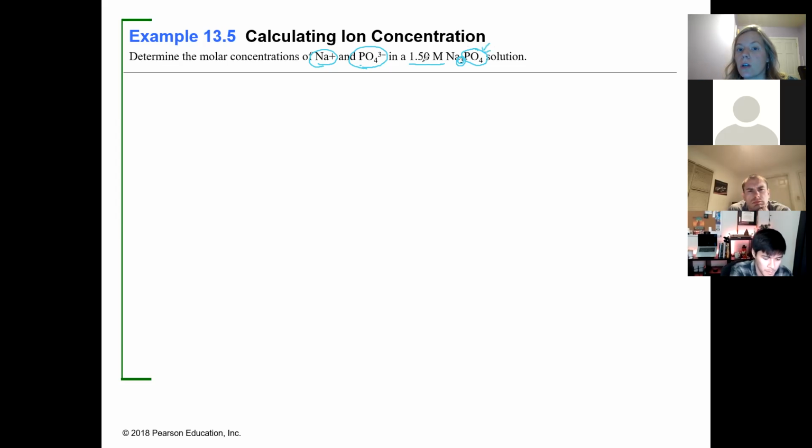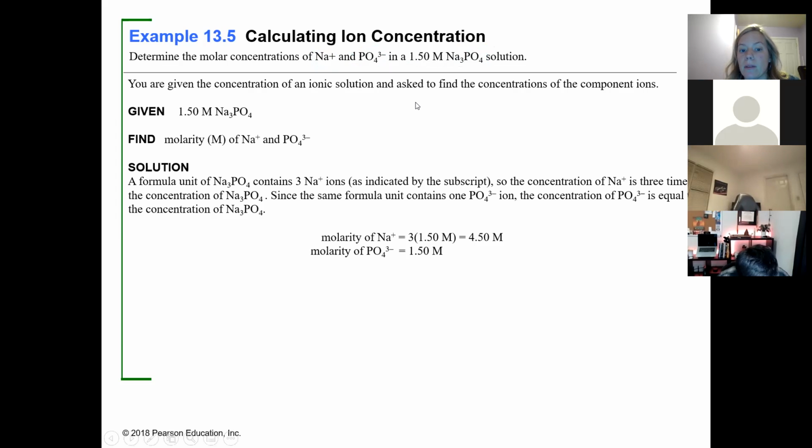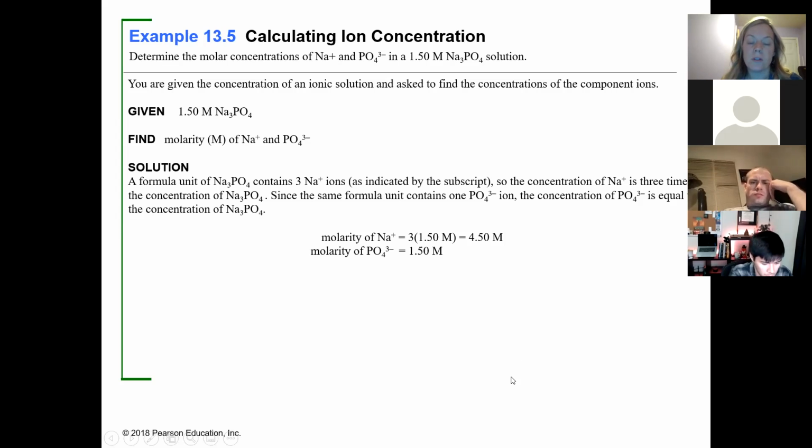So the phosphate concentration should be the same as the overall concentration. The sodium concentration, though, we're going to have to go 1 step further and multiply it by 3. So they have here molarity of Na plus is the subscript 3 times whatever the overall concentration is. So the concentration of the sodium ion will actually be 4.5 molar. The concentration for the phosphate will be the same because it's a 1-to-1 ratio. That doesn't come up a whole bunch in this chapter, but when we get into acids and bases, it's important when we're talking about like concentrations of the acids, if it has 2 hydrogens or 1 hydrogen. We'll get into it a little bit later.